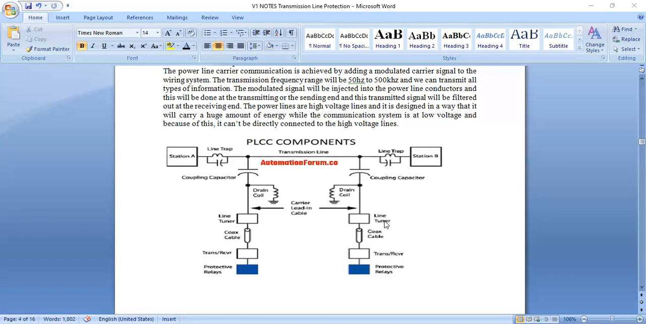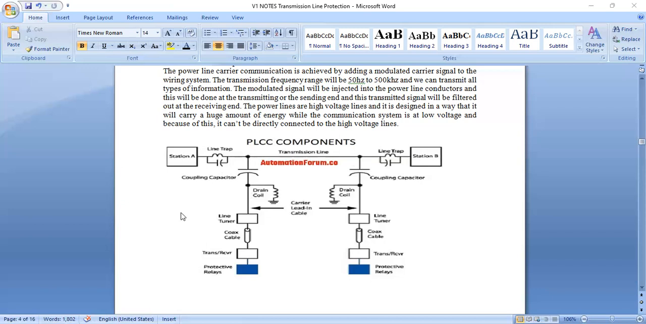The coupling capacitor is connected in parallel with the transmission line. This is your coupling capacitor. Then the second one is the line trap. We have to connect a series inductor here, which is the series tuned circuit. This is also called a wave trap.